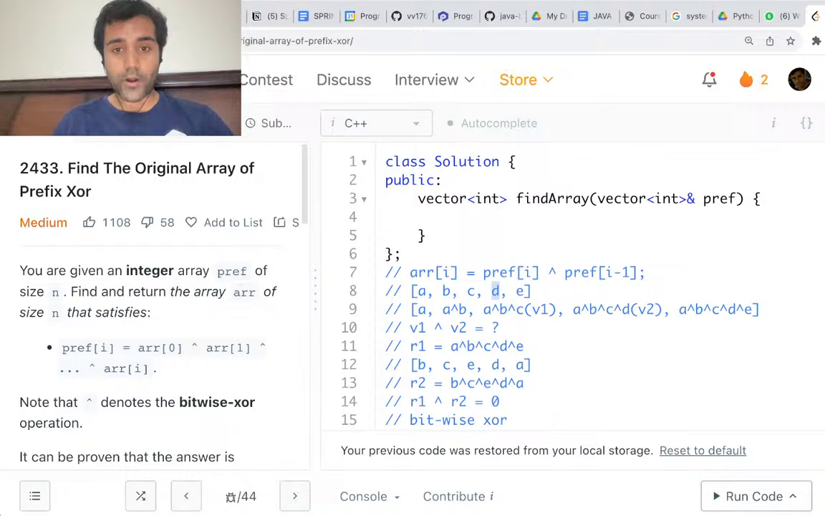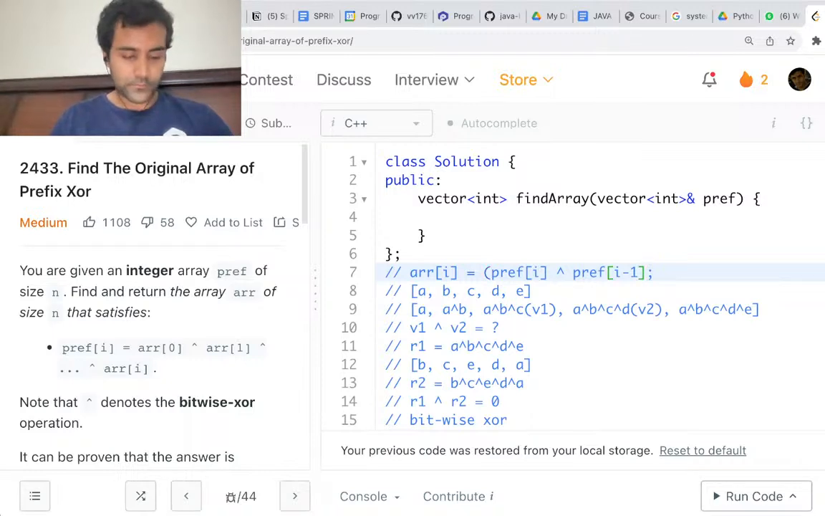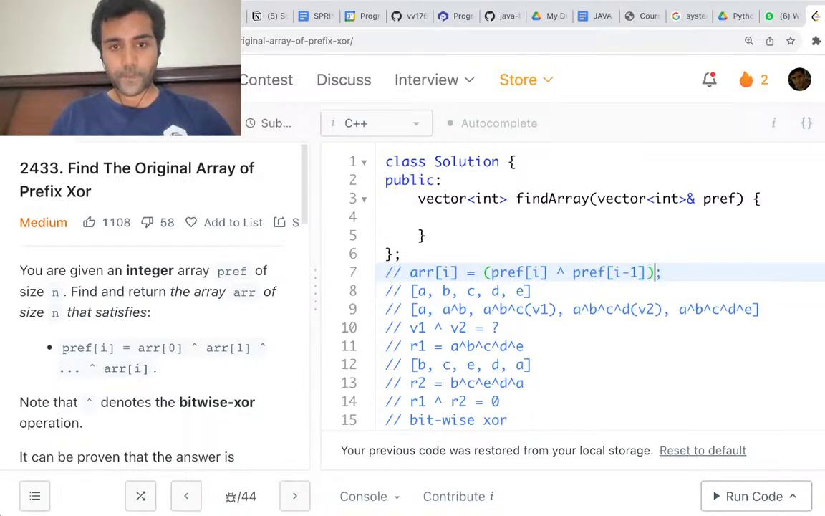Now this is the most important conclusion. This is the most important thing. Is it making sense? How many of you understand this idea? Yeah?